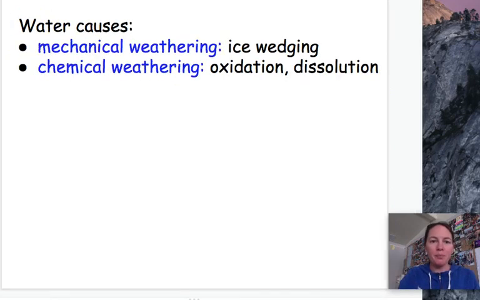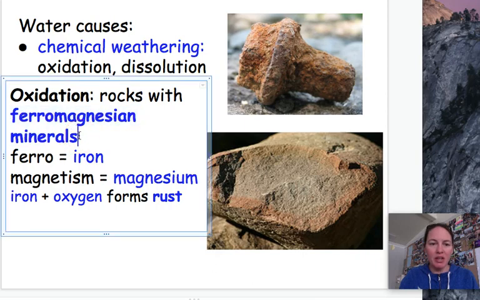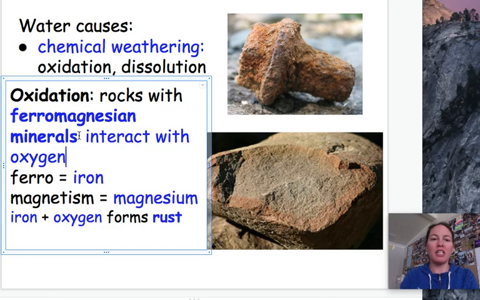So water can cause both mechanical weathering, like ice wedging, which we covered, and chemical weathering, which are going to be oxidation and dissolution. Remember, chemical weathering is where we said that the mineral actually changes. So the first one is oxidation. Oxidation sounds like oxygen, doesn't it? It's rocks with ferromagnesium minerals, and it's when they interact with oxygen.